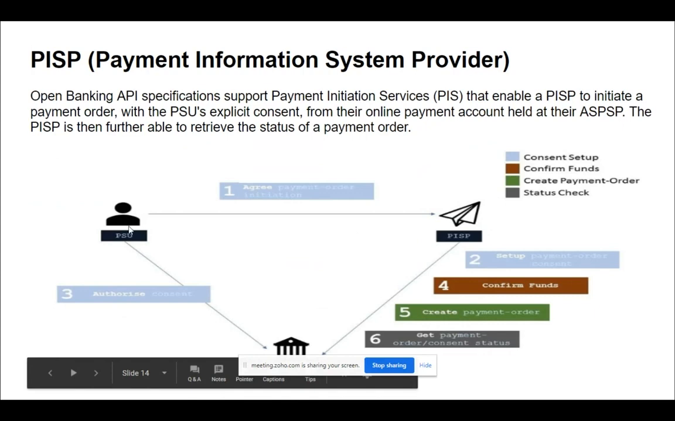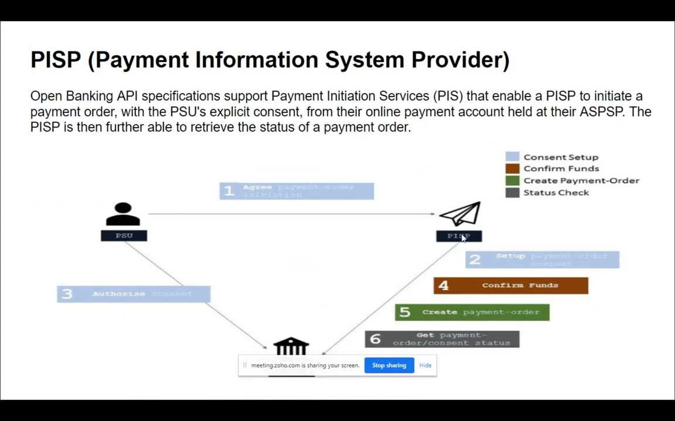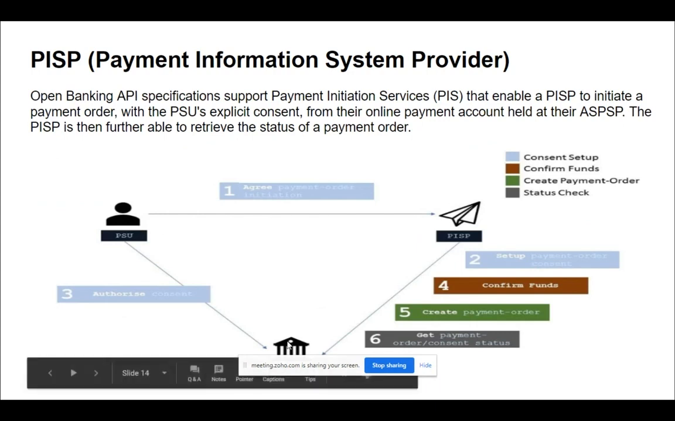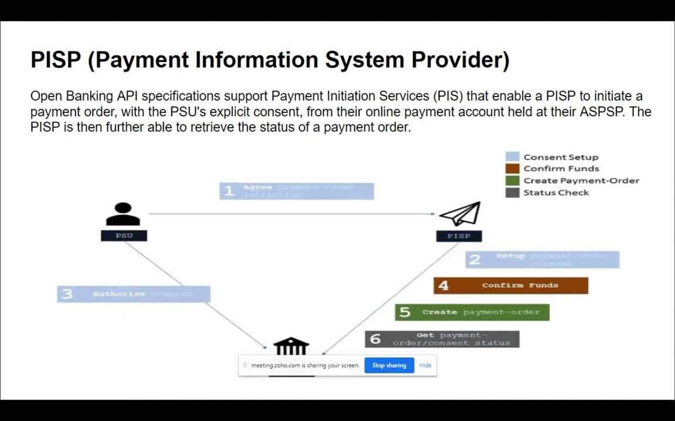First, the PSU, the customer, will come to the PISP, that is the third party provider. The PISP will set up the payment order consent for that particular PSU. So it needs to take permission from the PSU, whether it can initiate a payment on your behalf. Once the PSU authorizes the consent, then it will confirm the fund. Now the PSU says yes, you can do the payment on my behalf.